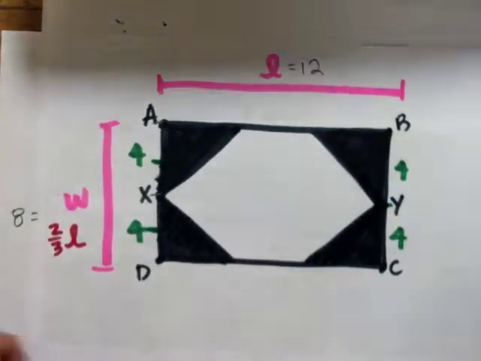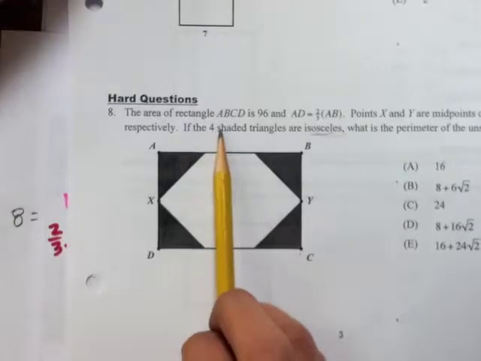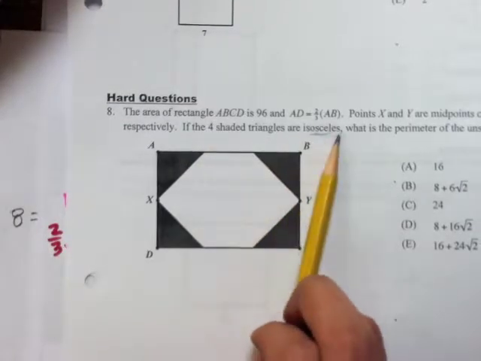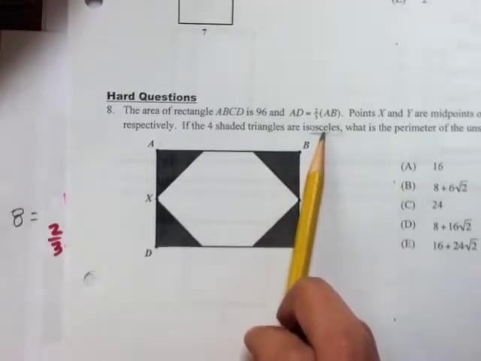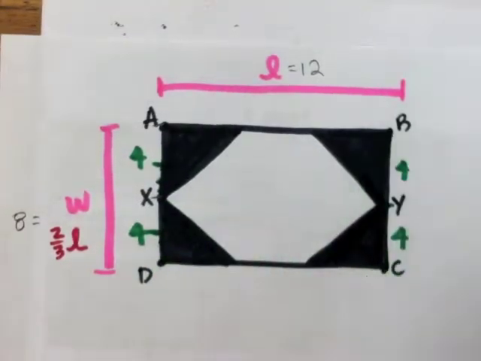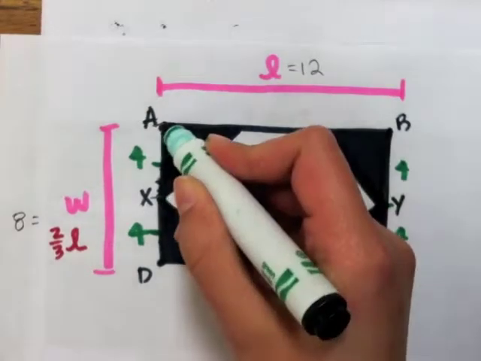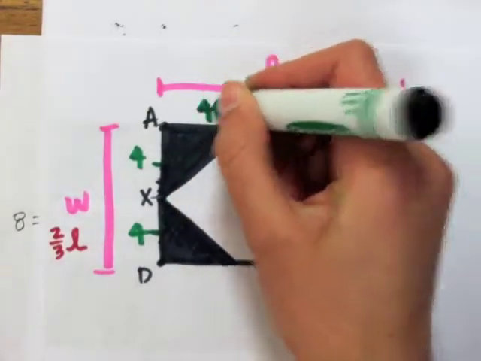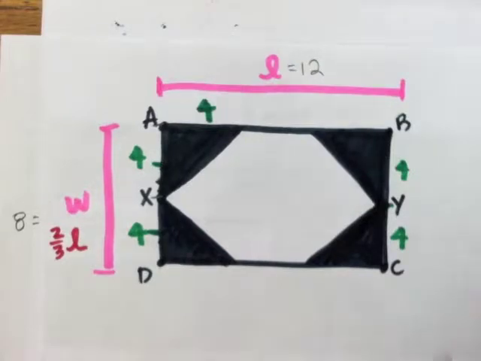Now let's read the next piece of information. The 4 shaded triangles are isosceles. Isosceles means that 2 of the sides are the same. So here we notice that we have right triangles. So if this side is 4, then the other leg is also 4, because remember, the hypotenuse is the longest side.